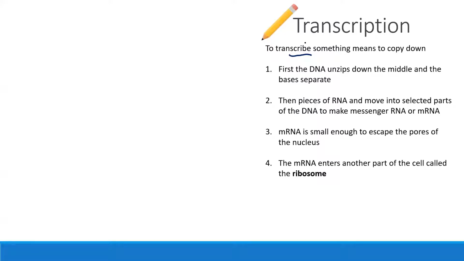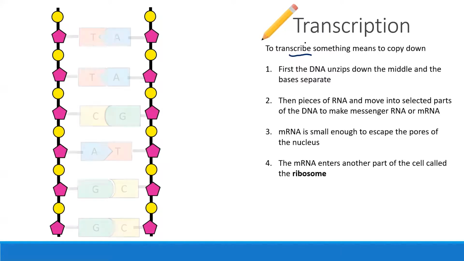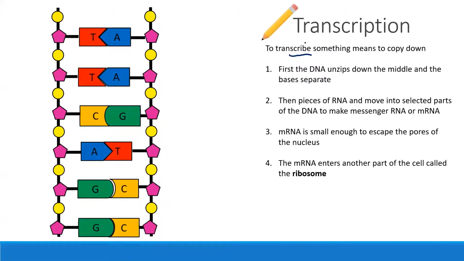Let's take a strand of DNA. Here is a strand of DNA. Okay, all the T's match with all the A's, all the C's match with all the G's. They're all connected. Everything's happy. So what's the first thing that happens is the DNA unzips down the middle.